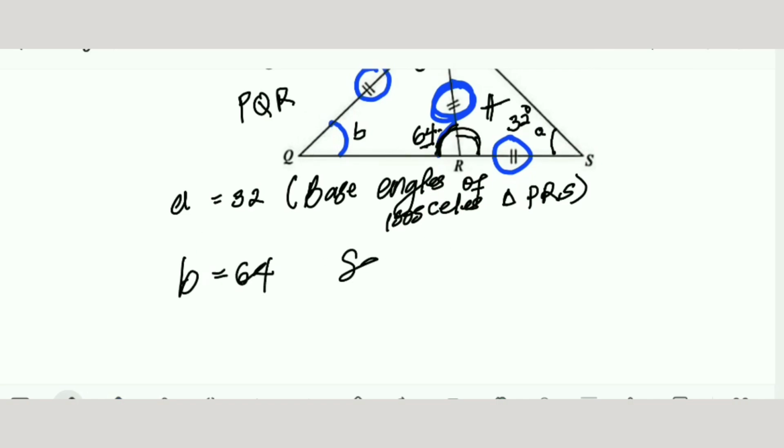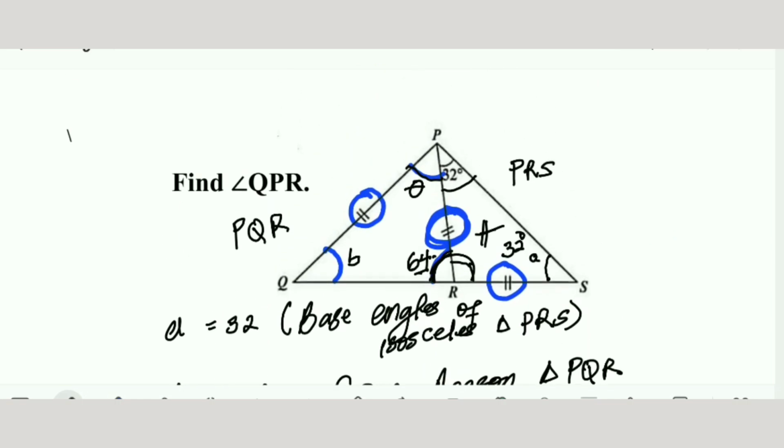I have the same reason, but this time around, it's going to be isosceles triangle PQR, because you have to be more specific. There are two isosceles triangles here. So this is now 64 degrees.